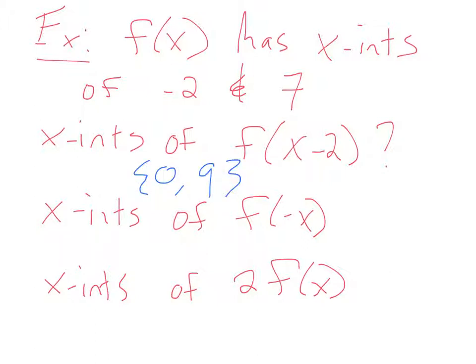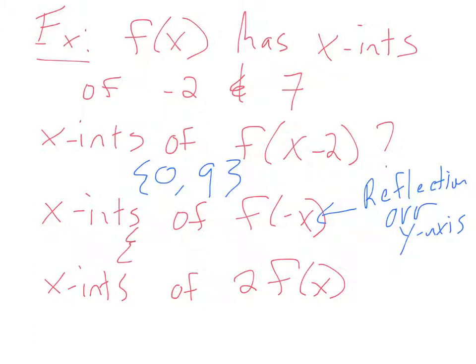Now what type of translation is this? Reflection over what? Over the y-axis, yeah. So what's going to happen if I flip everything over the y-axis? What are my x-intercepts going to be? -7 and 2. Yep. Right, because 7 gets flipped over to -7, and -2 gets flipped over to +2. So the intercepts will be -7 and 2.